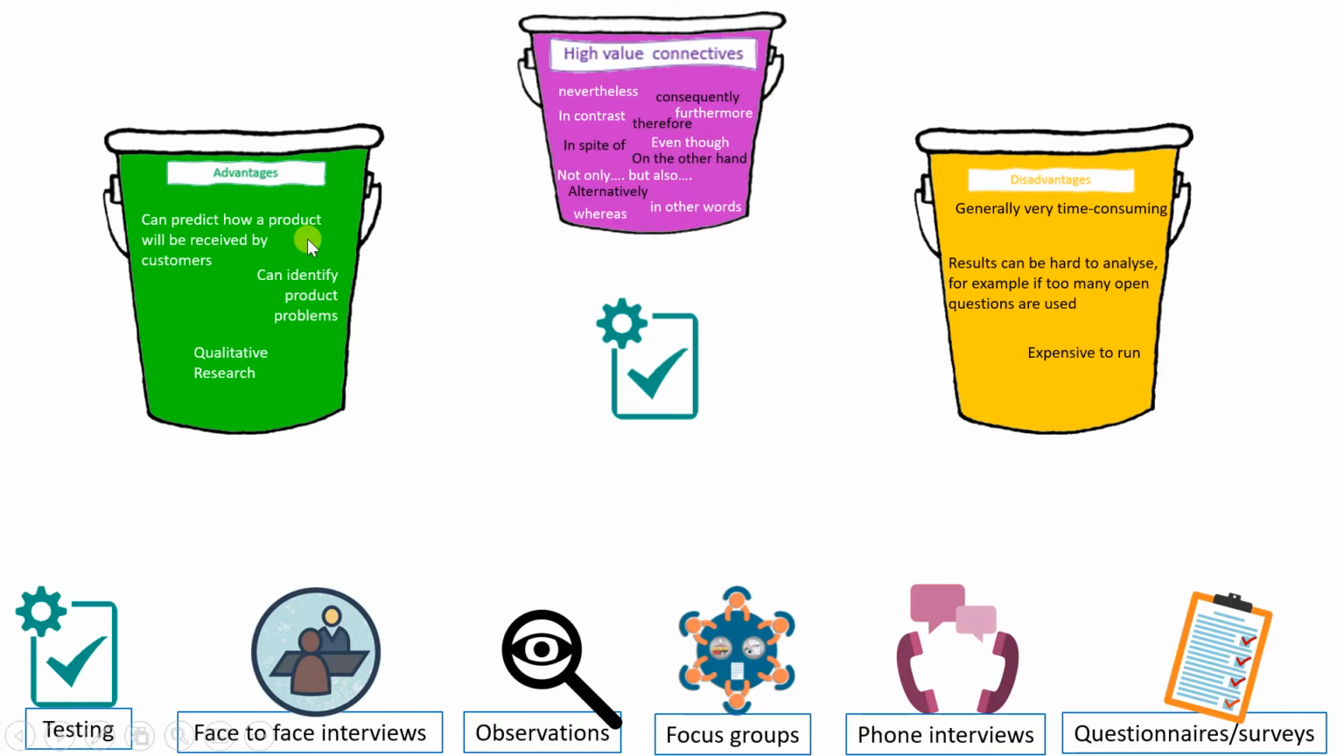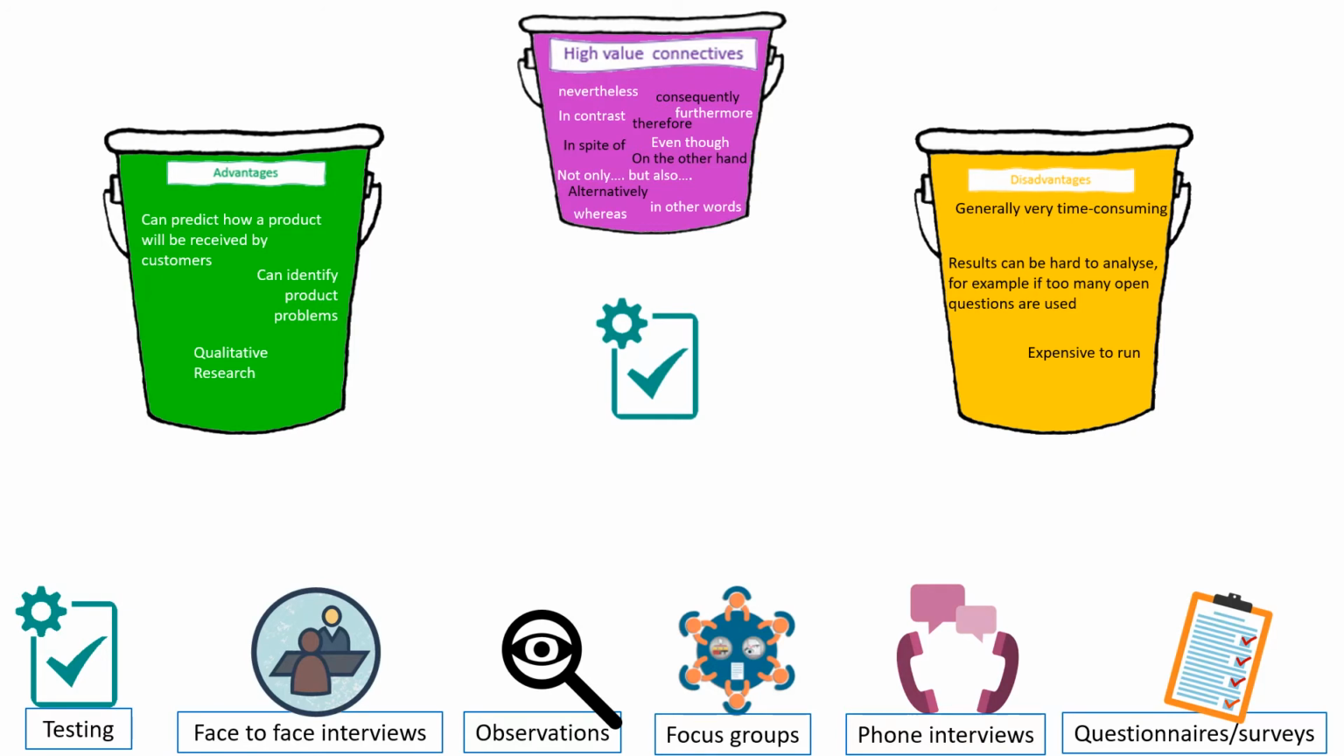You take, for example, the advantage: can identify product problems. So if we put that in a sentence and say, test marketing is an effective method of market research because a company can identify any problem with the products before they go to customers. So for example, Damien could test out a new wax if he wanted to use beeswax for candles.